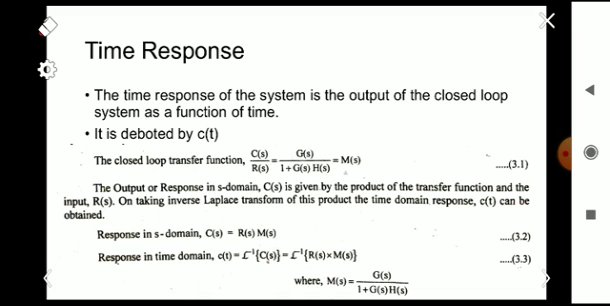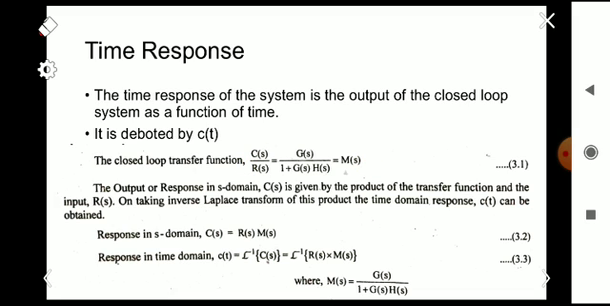The time response of a system is the output of the closed loop system as a function of time, and it is denoted as C of t. The closed loop transfer function C of s by R of s is the transfer function normally we are using. C of s by R of s can be expressed as G of s by 1 plus G of s into H of s, and we are using a term M of s for denoting the transfer function.